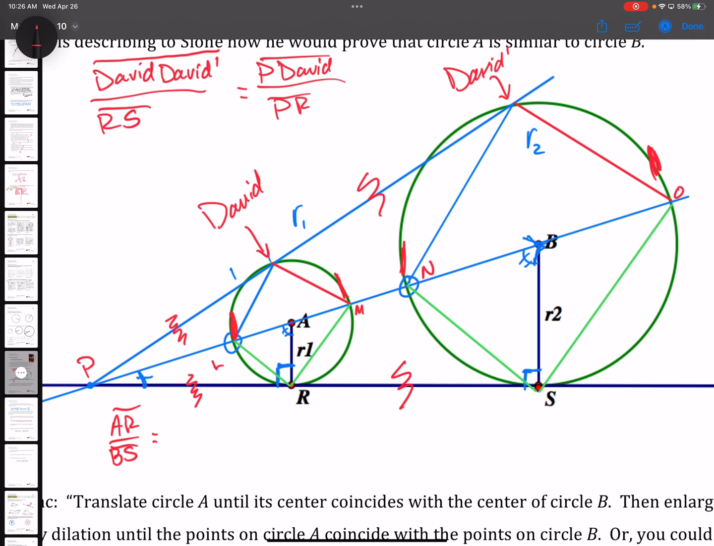P David over PR? No, because we went from small circle to big circle, but then we tried going from small circle to small circle, and that is not accurate. We need one that goes PR to PS. PR to PS would work.